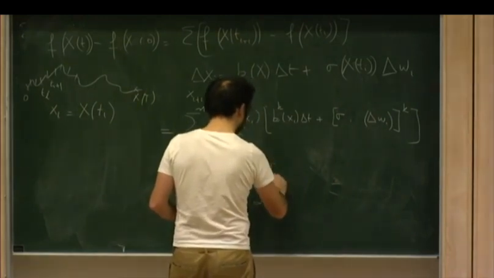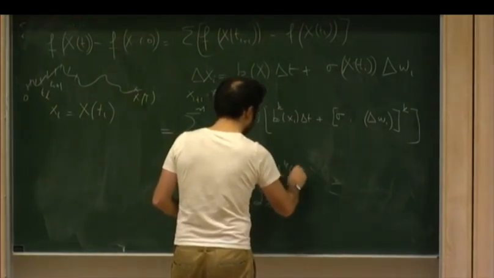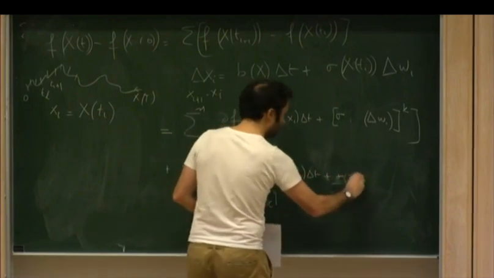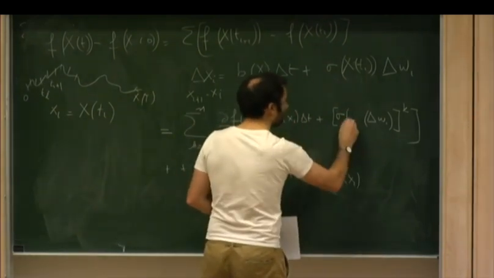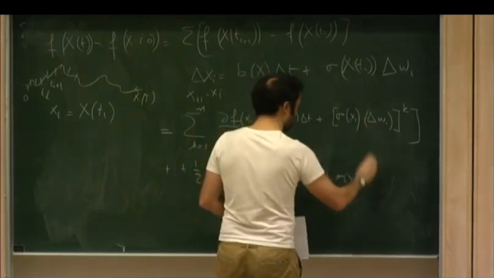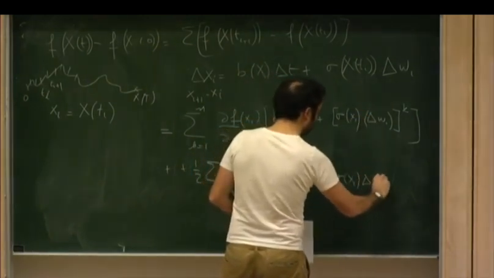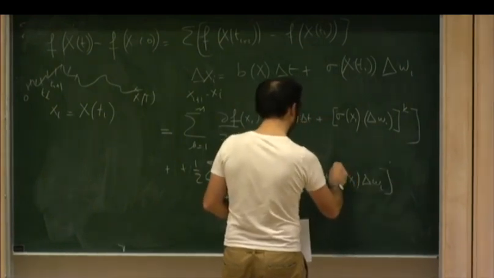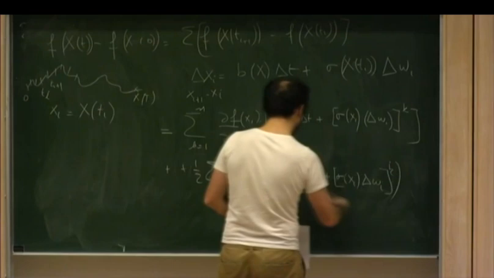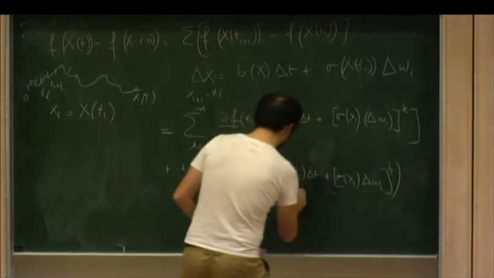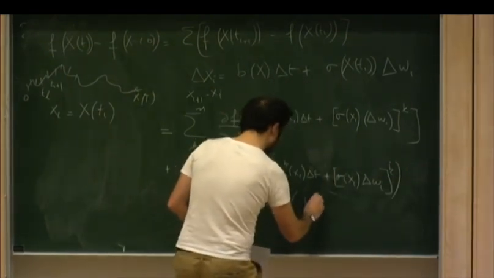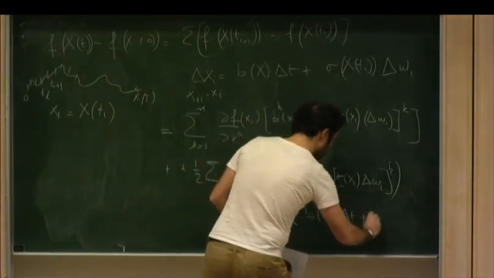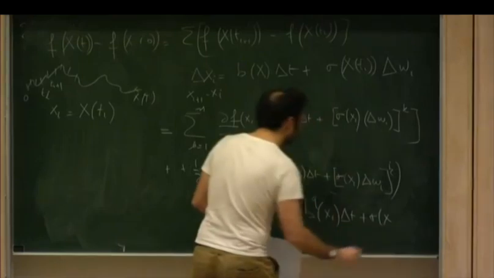So this is the same: bk of xi delta t plus sigma at position xi, d omega I. So this is the k term, multiplied by the term which is the q term, bq of xi delta t plus sigma of x.